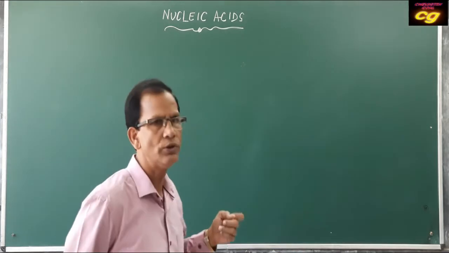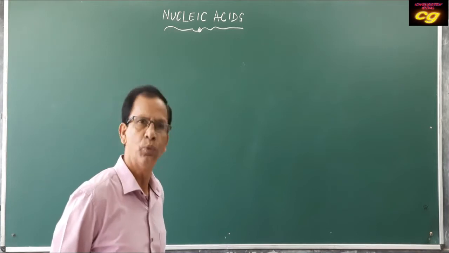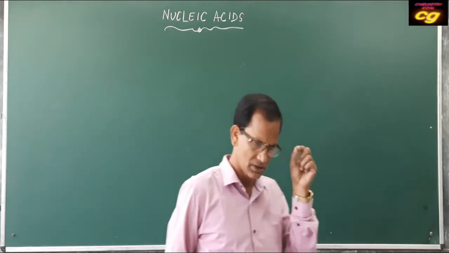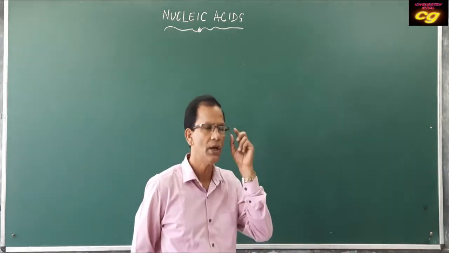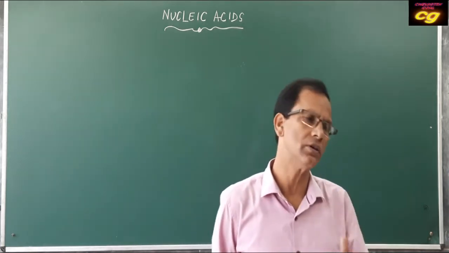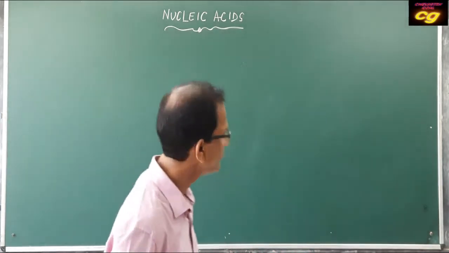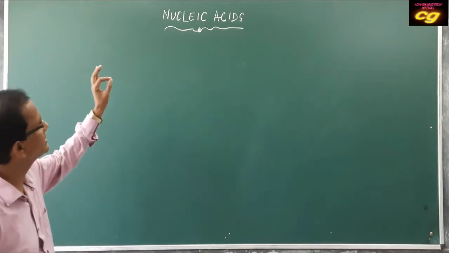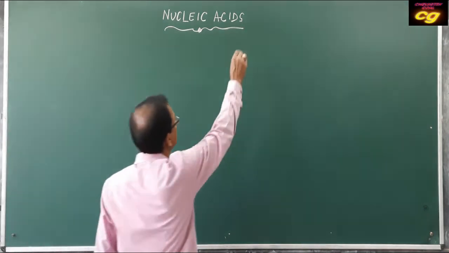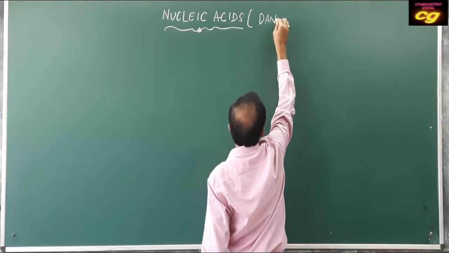And this chromosome consists of proteins and some important responsible biomolecule, that is nucleic acid. This nucleic acid is responsible for the transfer of hereditary character from one generation to another. So nucleic acid is generally of two types, that is DNA and RNA.